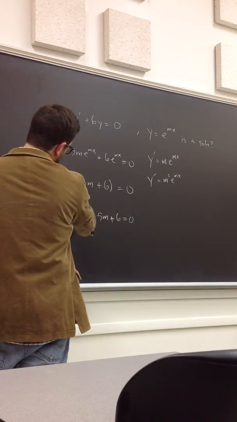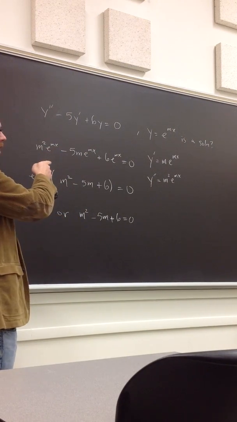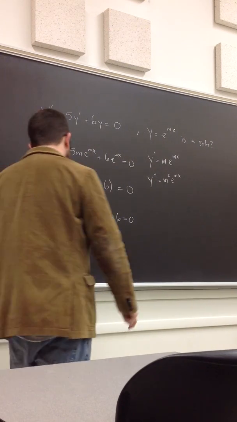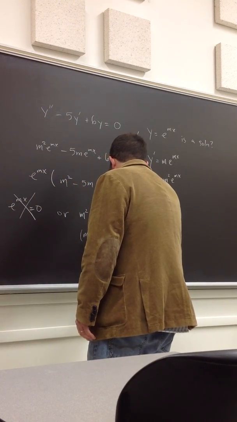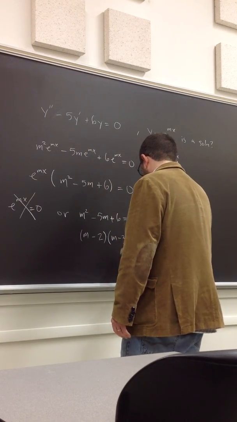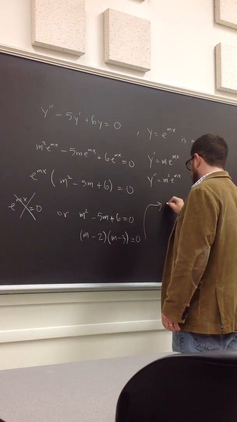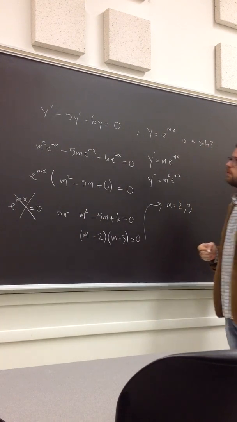Okay, so this is independent of x, which is a good thing, right? Because this should be equal to 0 regardless of the value of x. So if you factor, we have (m minus 2)(m minus 3) equals 0, so that tells us that m is either equal to 2 or 3. Okay, so what would that mean?